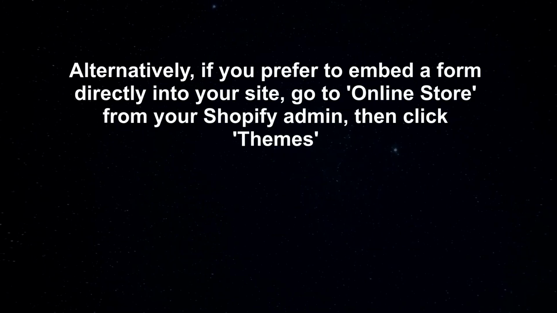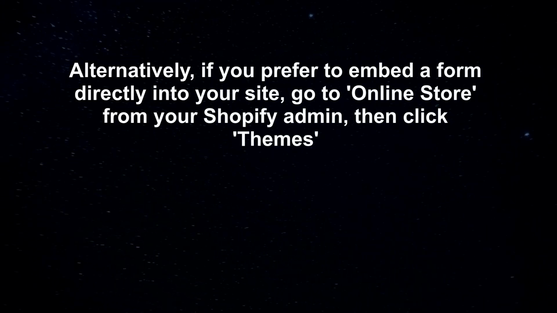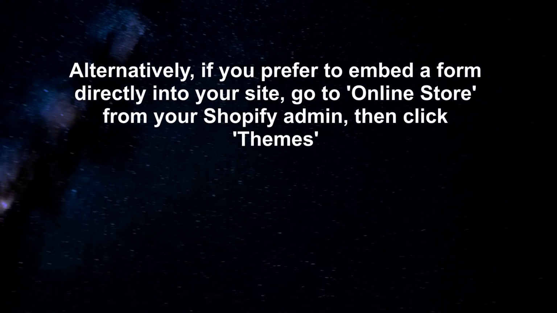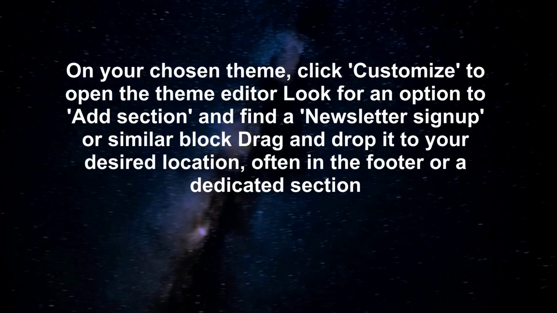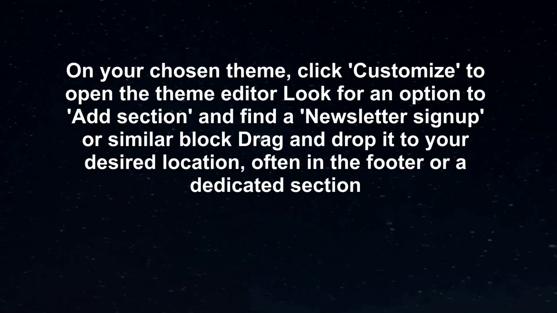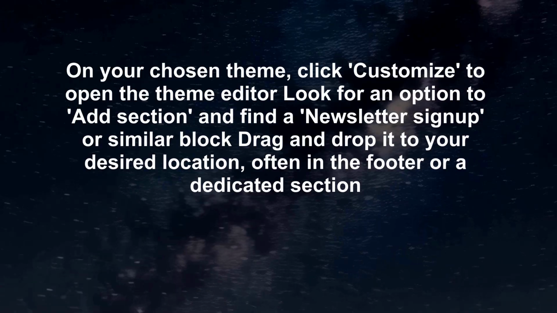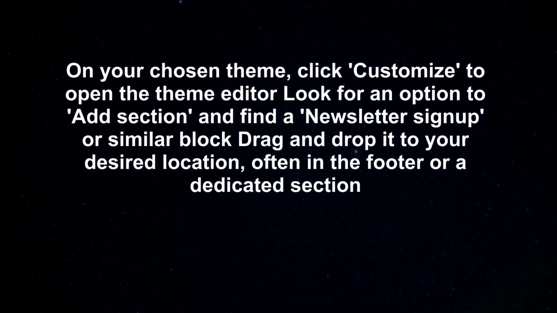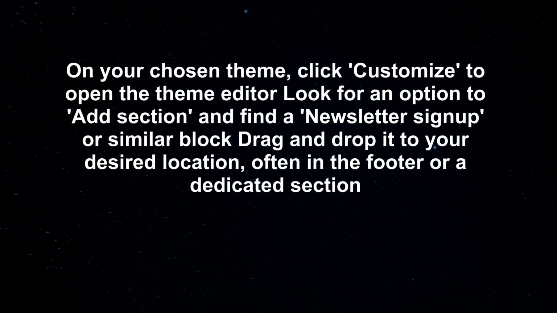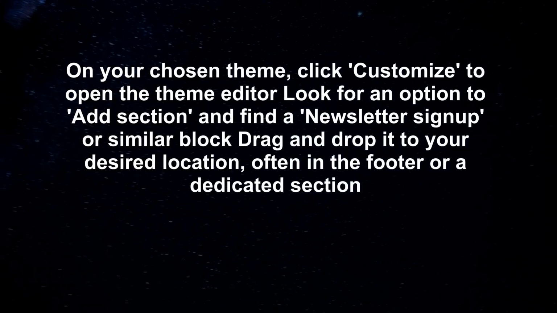Alternatively, if you prefer to embed a form directly into your site, go to Online Store from your Shopify admin, then click Themes. On your chosen theme, click Customize. To open the theme editor, look for an option to add section and find a newsletter, signup, or similar block. Drag and drop it to your desired location, often in the footer or a dedicated section.